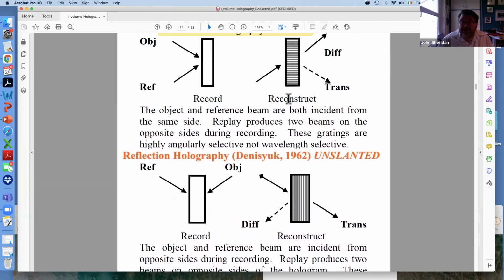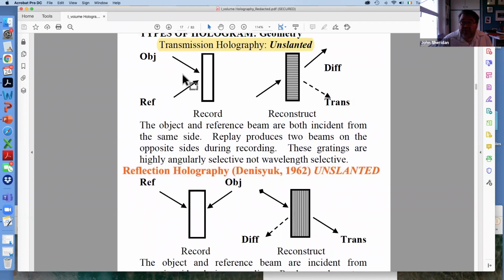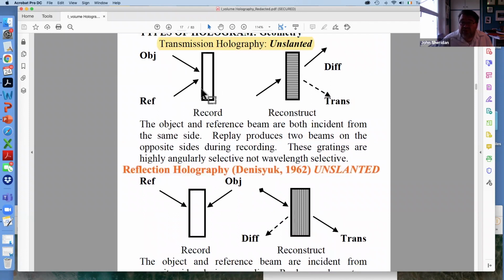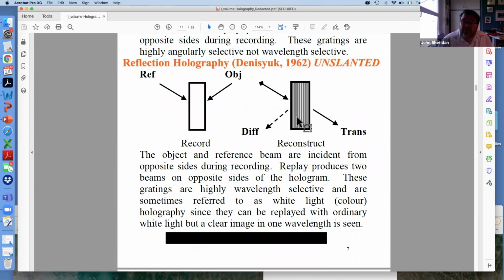And I show here now, this is an example of an unslanted transmission grating because the angle between these two beams is equal and it's to the normal to the surface. So I actually end up with an interference pattern and fringes which look like this. All the lines here are parallel to one another, and you can see they're all perpendicular to the boundary. This is a case of an unslanted reflection grating, which is very much like a dielectric mirror. It's like a dielectric mirror.